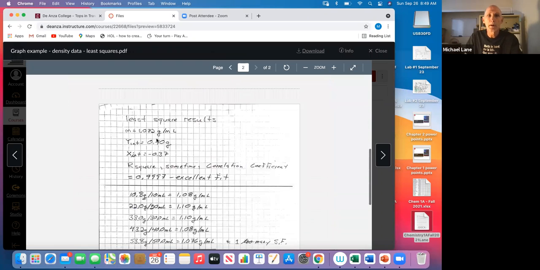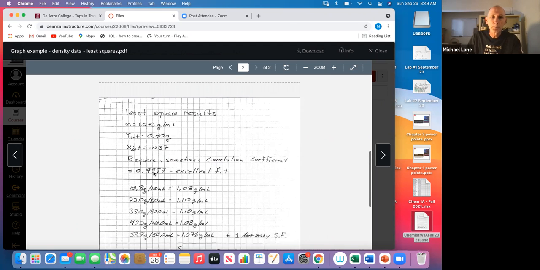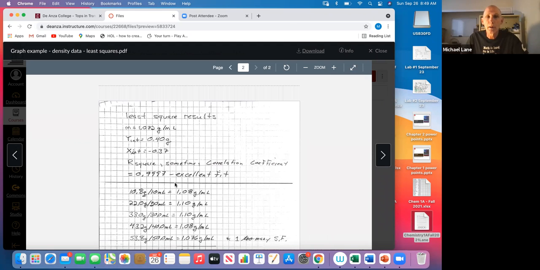It also provides the X and Y intercepts for the data, and the calculator will also provide what is referred to as R square or R squared, sometimes referred to as the correlation coefficient. This correlation coefficient is an indicator of how closely the data approximates a straight line.